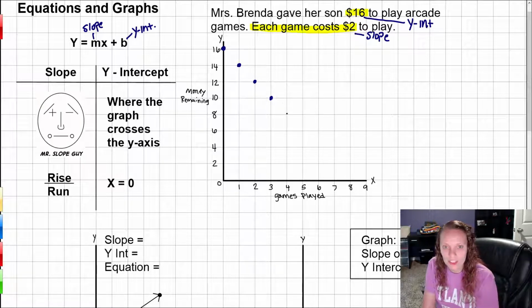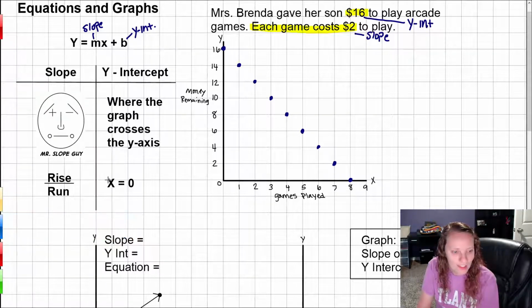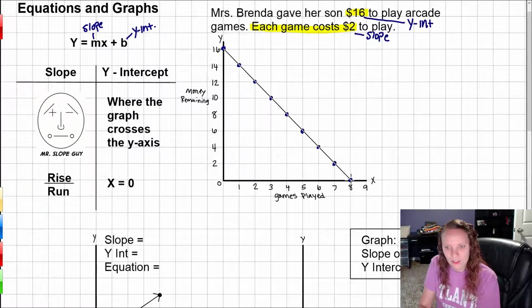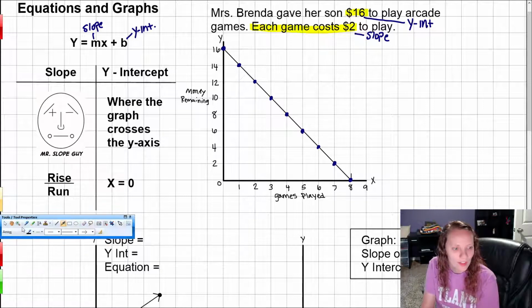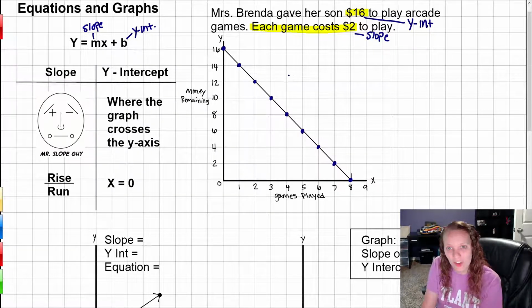So 10 minus 2 is 8 for the next game. The next game, 8 minus 2 is 6. Subtracting 2 each time. And this is what our graph would look like. And I'm going to draw a line connecting the points. And I'm noticing that the graph is going down from left to right, so this is a negative slope.